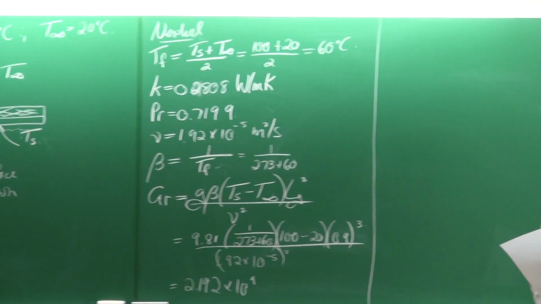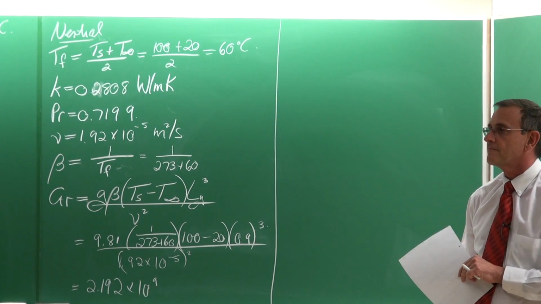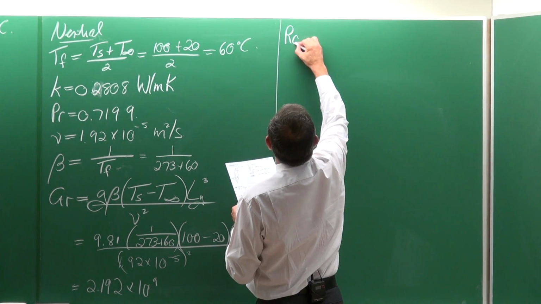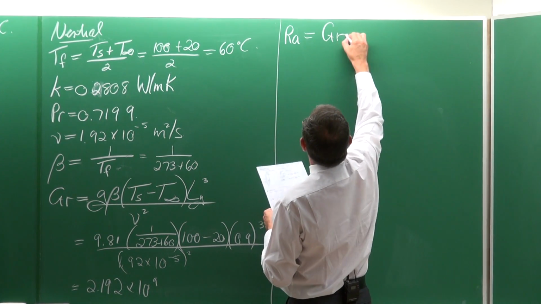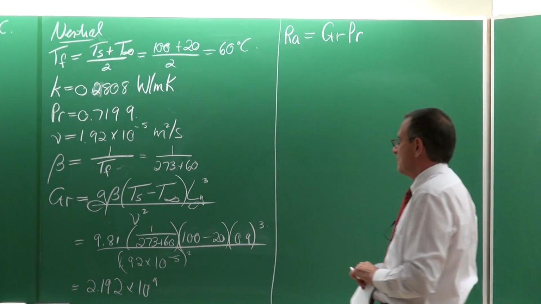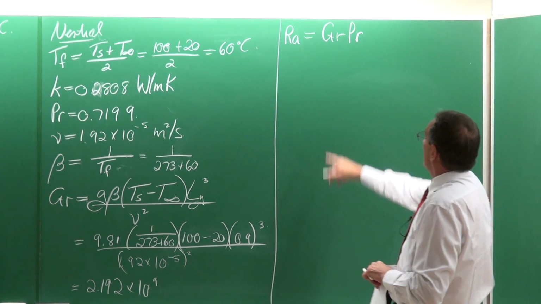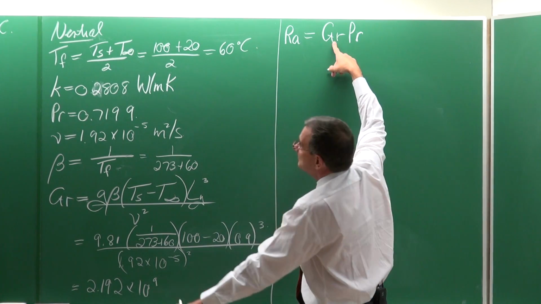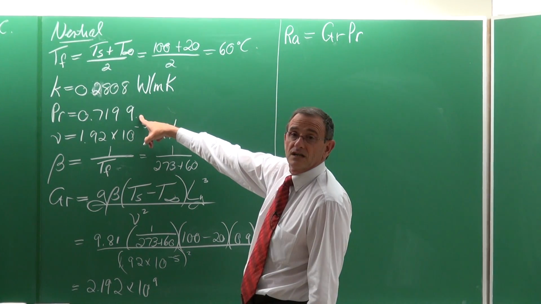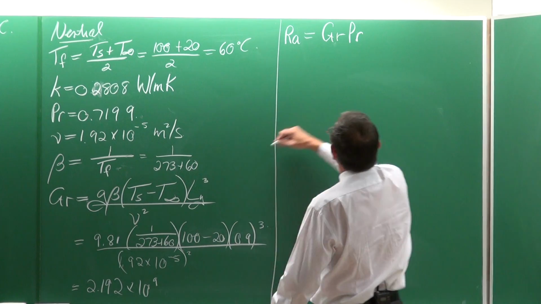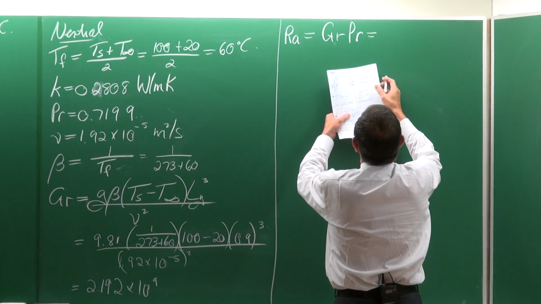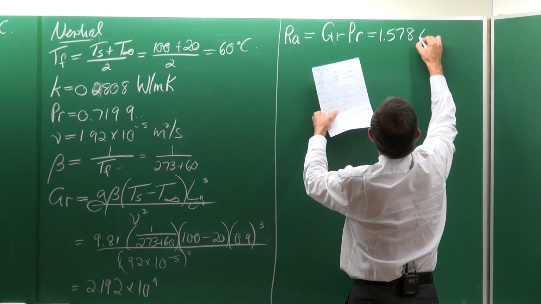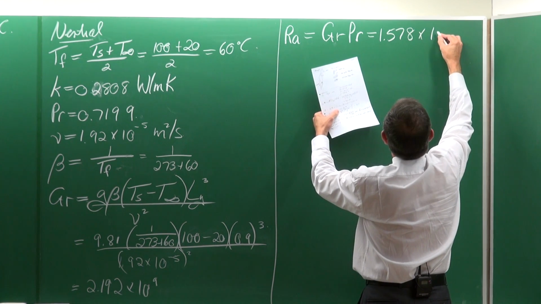Okay, is that clear to everybody? Right. Now, the Rayleigh number is equal to the Grashof number multiplied by the Prandtl number. I've just now calculated the Grashof number. The Prandtl number is given as 0.7199. So you can see that we can go and calculate the Rayleigh number as 1.578 multiplied by 10 to the 9.